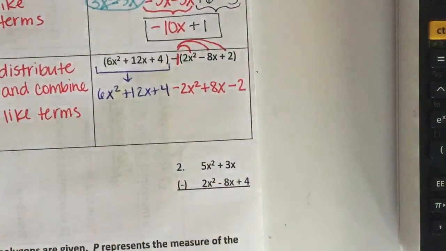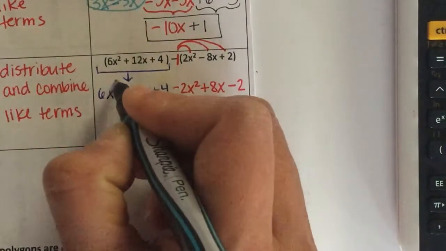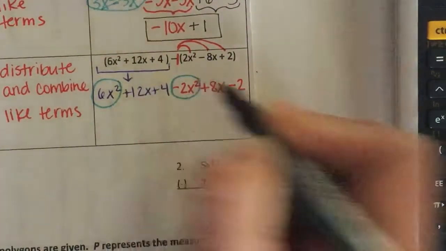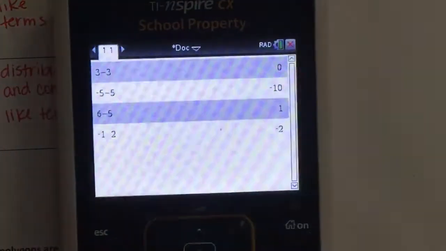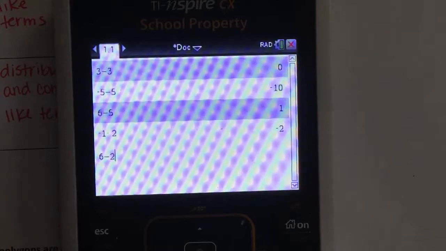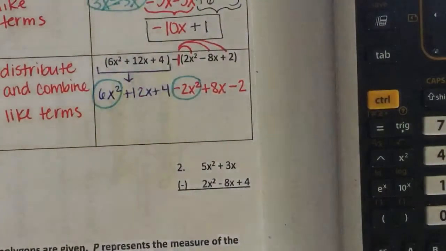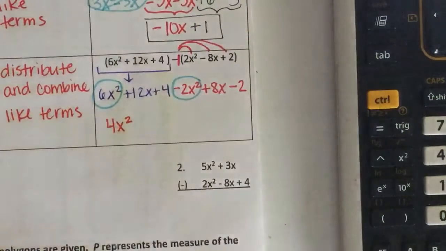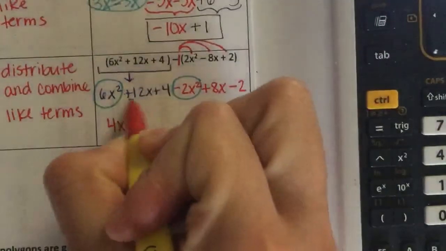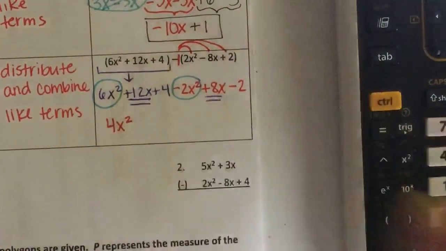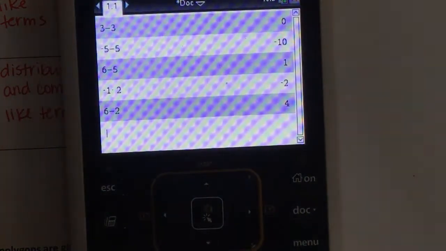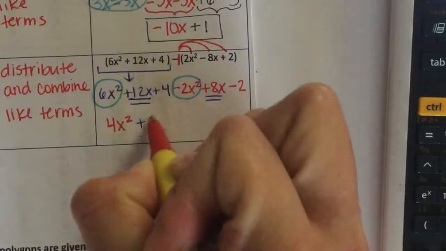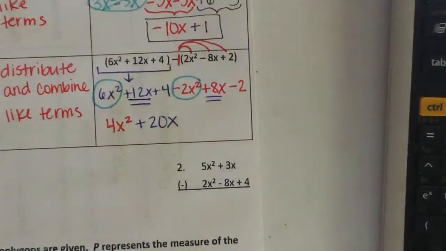So you find which ones are like terms. Starting from left to right, 6x squared is a like term with minus 2x squared. Take the sign in front. So you're taking in your calculator 6 minus 2, 4. So 6 minus 2 is 4. You should have 4x squared. Now you're combining your x's. You have a positive 12x plus 8x. So you're taking your calculator and you're saying 12 plus 8, 20. So plus 20x. Last, you combine your constants.